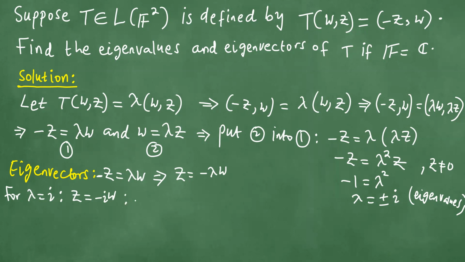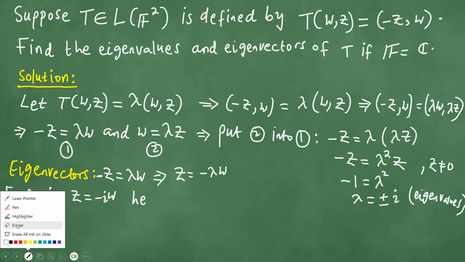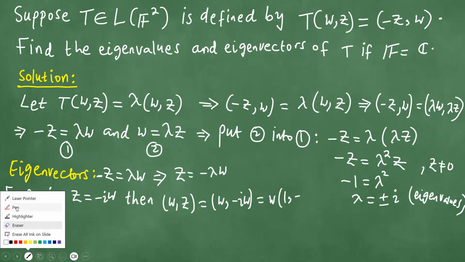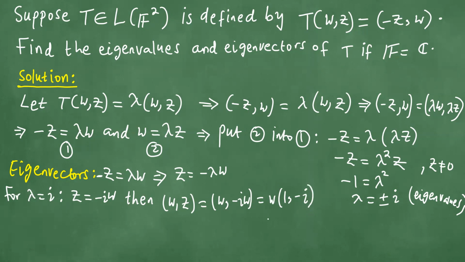If this is true, then the eigenvector (W, Z) becomes (W, −iW). Factoring out W, we get W times (1, −i). I wrote lambda there, but it should be i. So we have (1, −i).